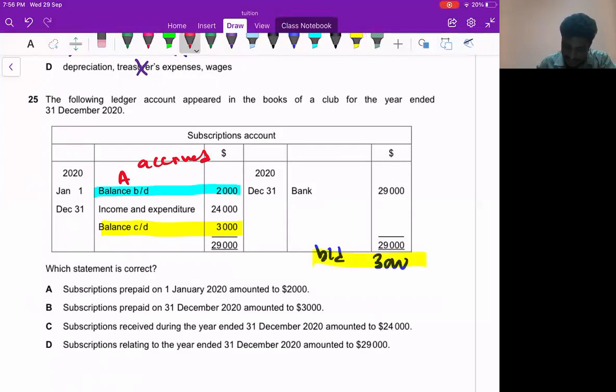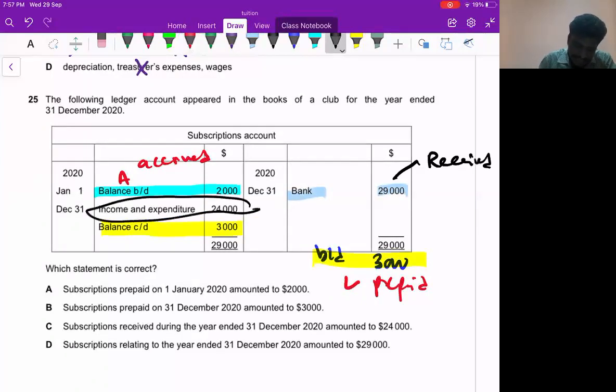Credit side is liability. When will subscription become a liability? Whenever subscription is prepaid. I receive in advance, then only I owe people. This one is similar to the question just now. Okay, and then bank. What is the meaning of the bank? This one is what I received.